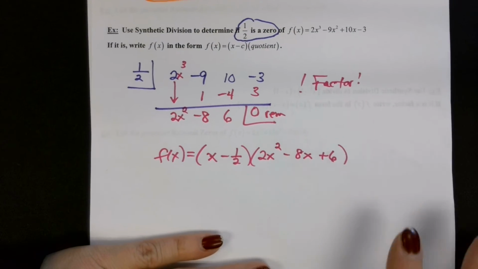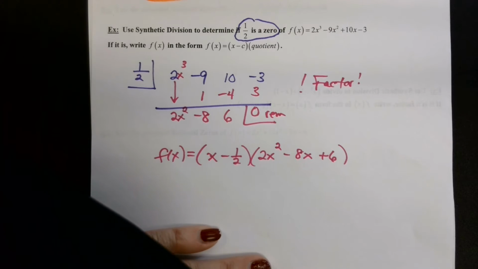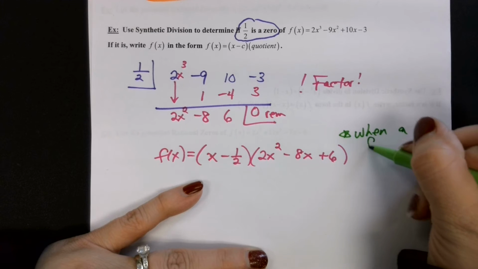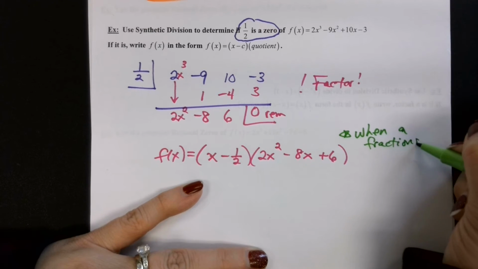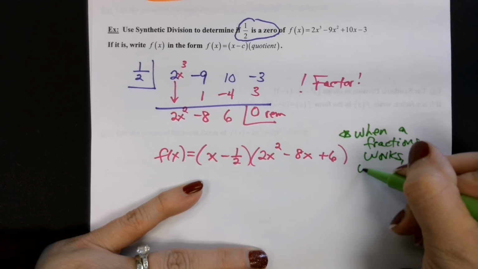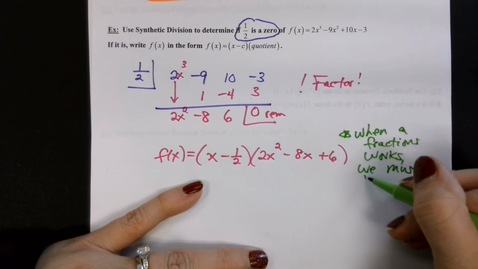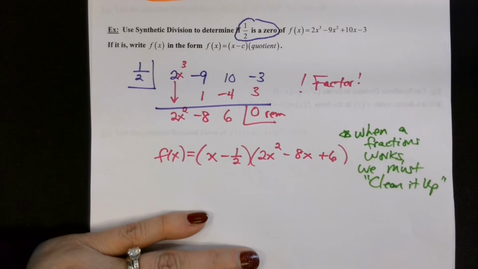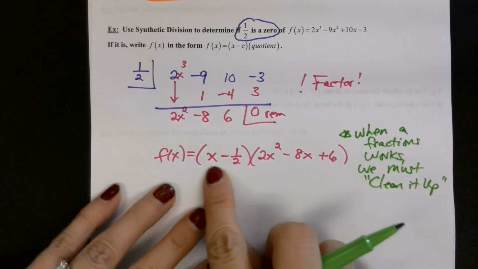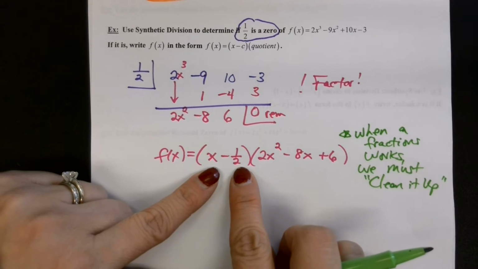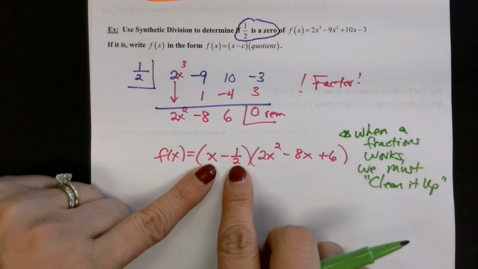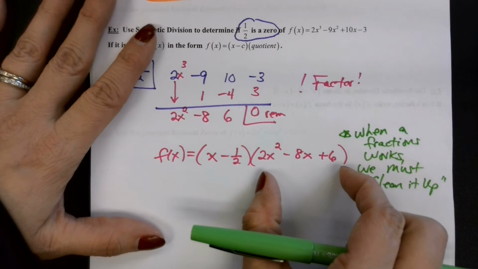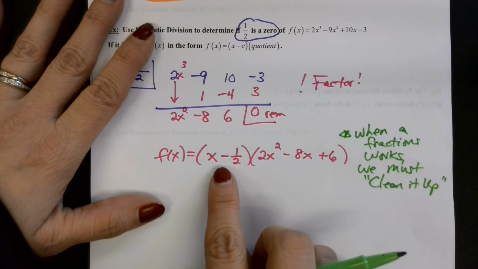Now let me tell you something else that has to happen when a fraction works. Maybe we'll write a note down here. When a fraction works, we must clean it up. Oh, how do we clean it up? Okay, so I know that this factor right here, I want to get rid of the fraction, would really love to get multiplied by 2. And where do we get a 2 from? From the quotient.